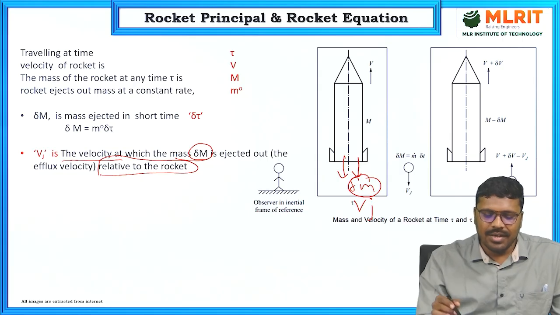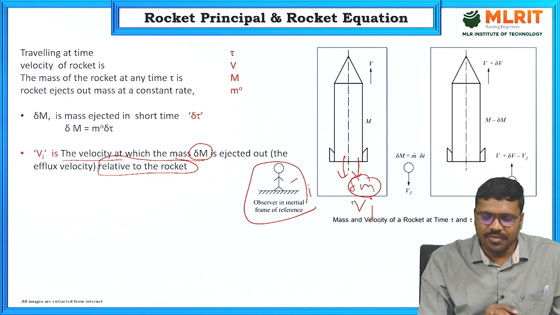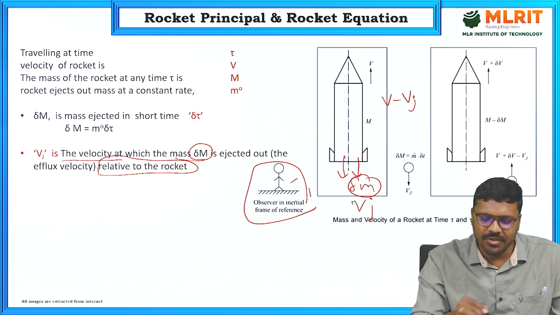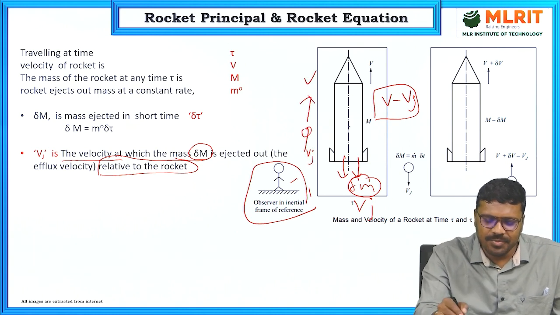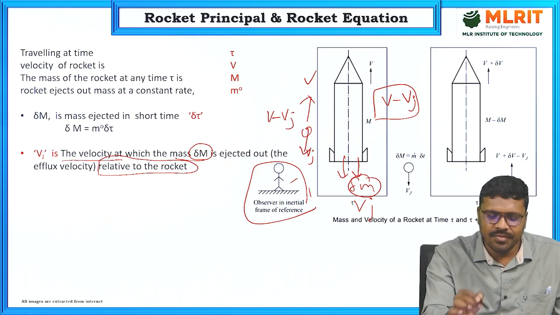If I want to calculate this Vj with respect to the inertial frame of reference, it will be different. The rocket is already moving in the forward direction with velocity V, and Vj is in the opposite direction. So the velocity of this delta m with respect to the stationary person will be V minus Vj. The rocket is moving with velocity V, and delta m is moving with velocity Vj with respect to the rocket. The total velocity of the delta m with respect to the stationary person is V minus Vj.